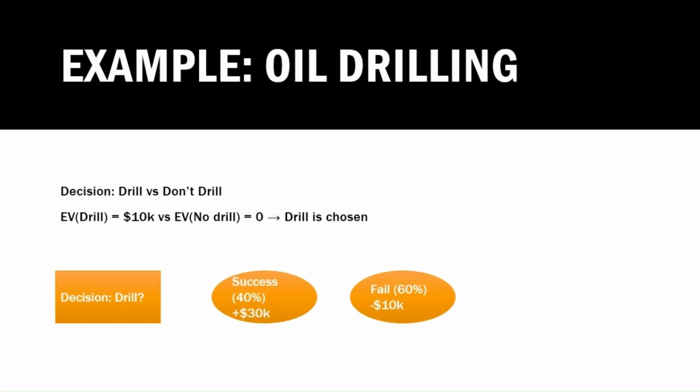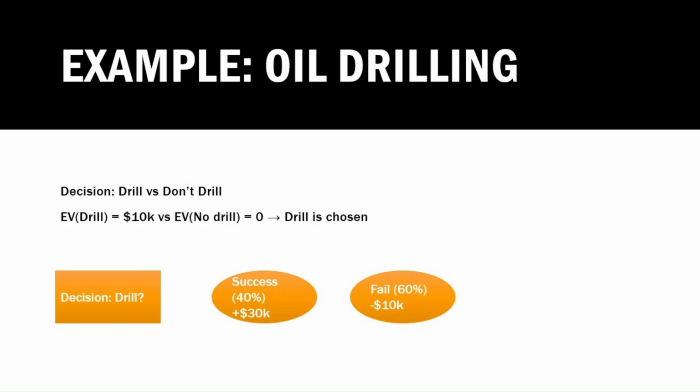Consider the oil drilling example. If the company drills, there is a 40% chance of success with $30,000 profit and a 60% chance of failure with a $10,000 loss. The expected value works out to $10,000, which is higher than the expected value of doing nothing, which is 0.